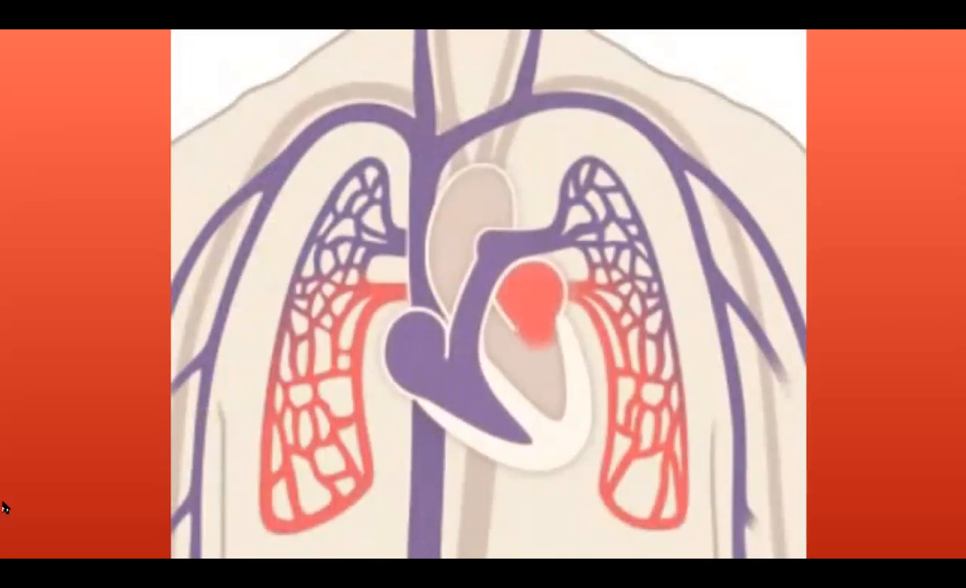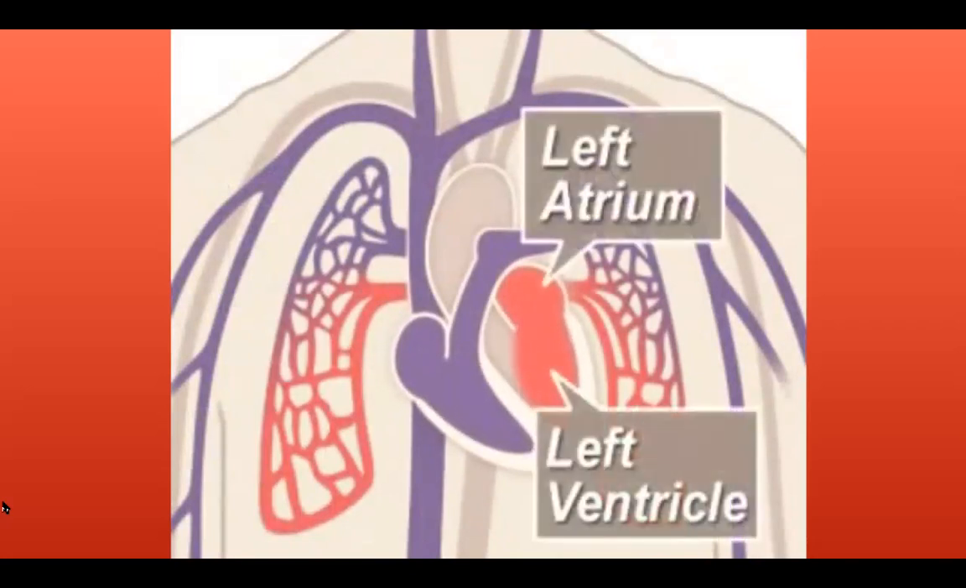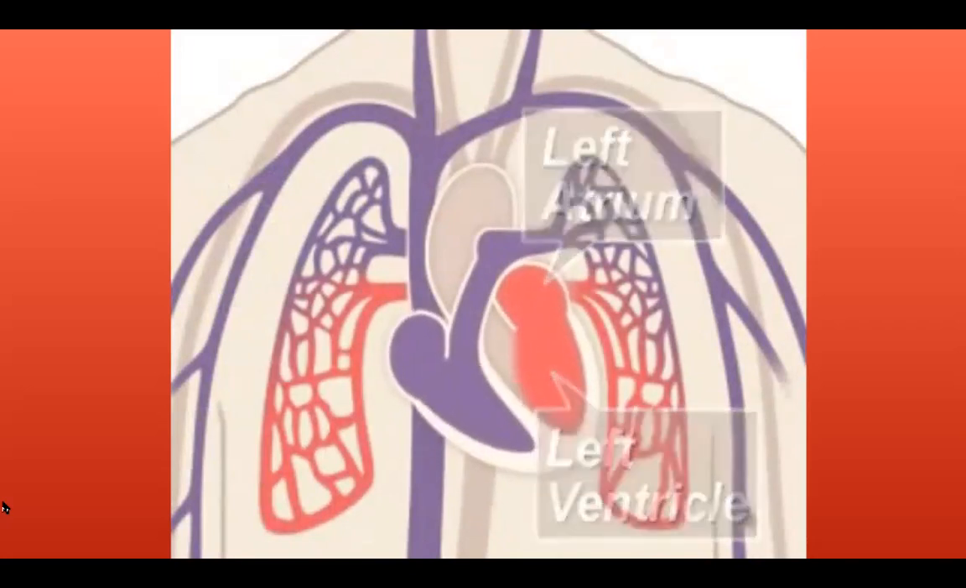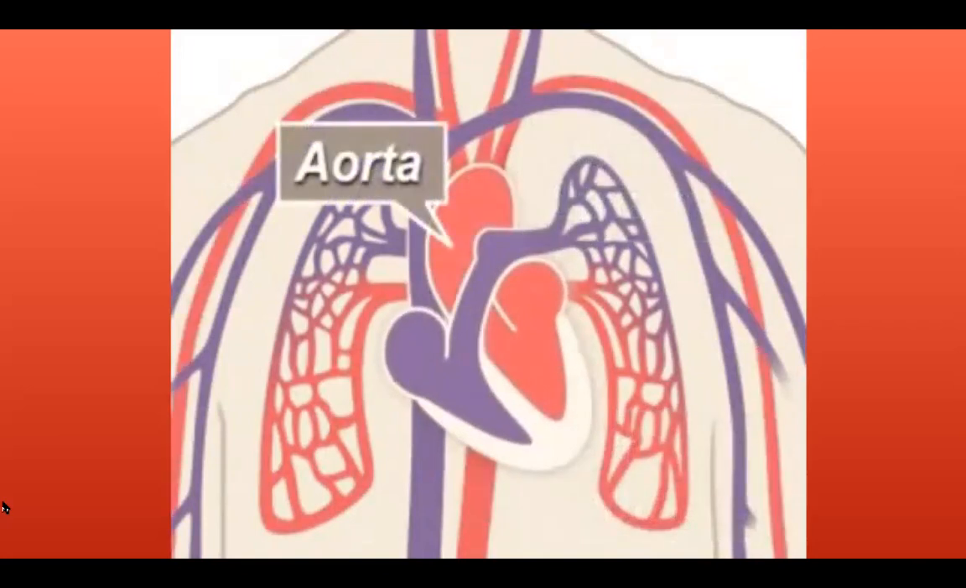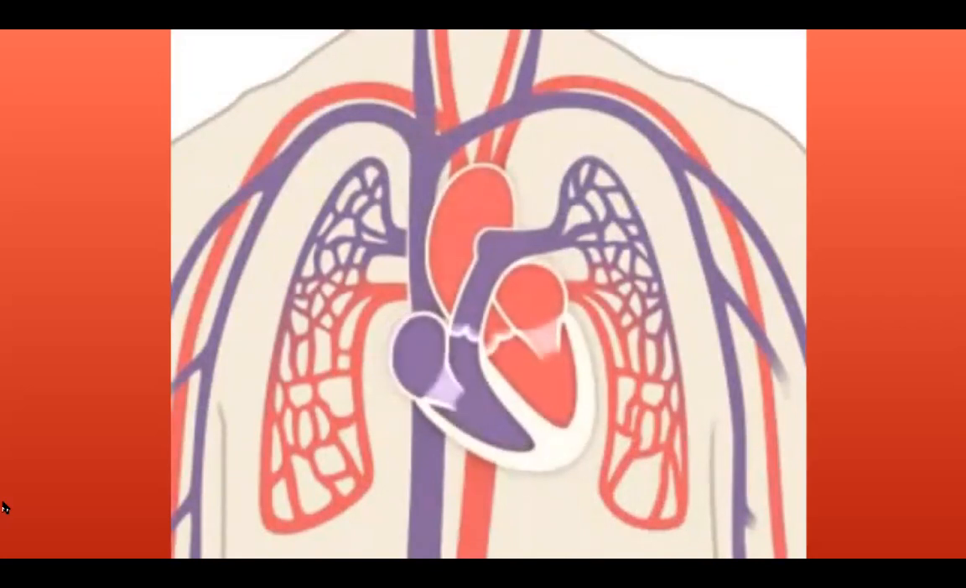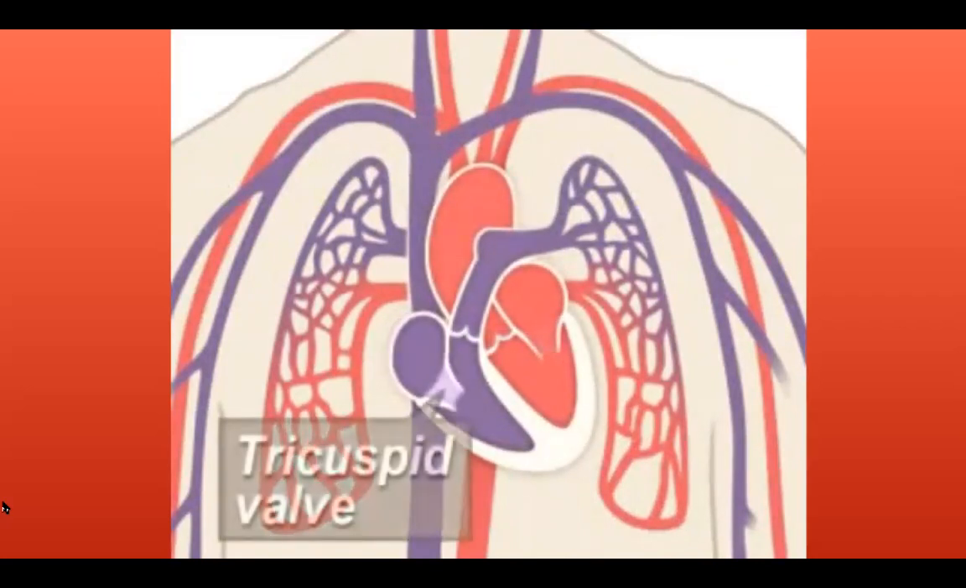Oxygen-rich blood, red blood, then enters the left side of the heart, composed of the left atrium and ventricle, and is pumped through the aorta to the body to supply tissues with oxygen. Four valves within your heart keep your blood moving the right way.